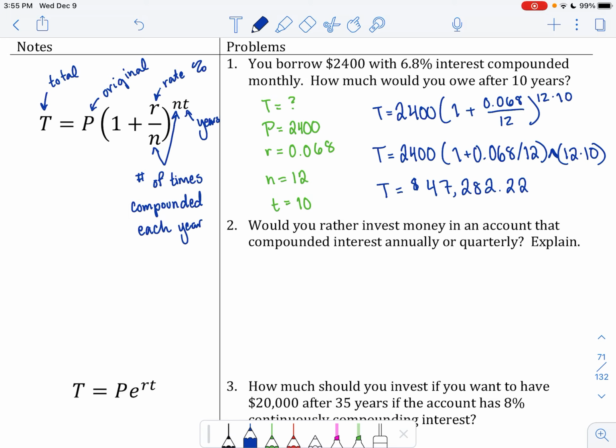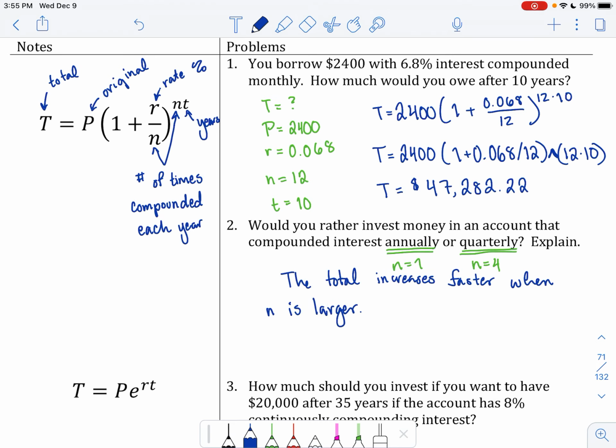All right, so now the question would be, would you rather invest money in an account that's compounded annually or quarterly? Explain. Now, the main difference here is annual, so N is equal to 1, or quarterly is N is equal to 4. So the main thing here is that the total increases faster when N is larger.